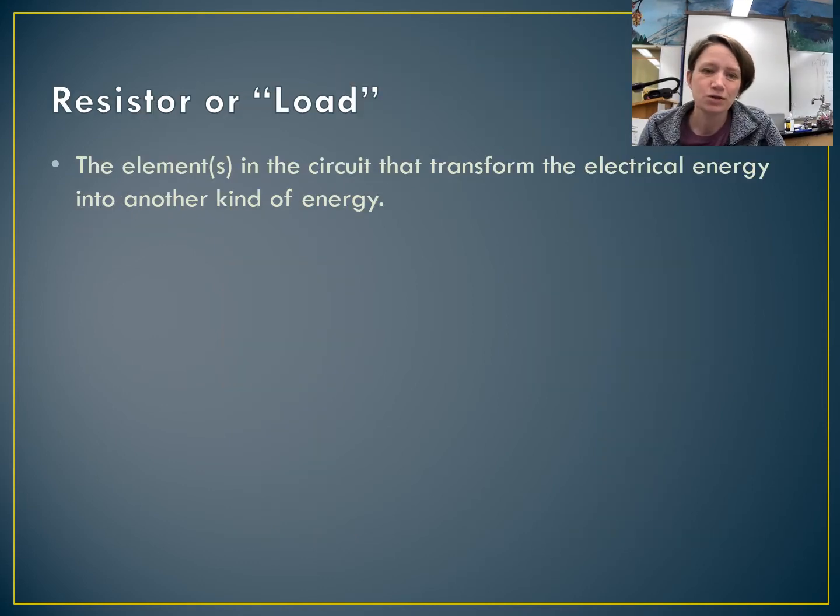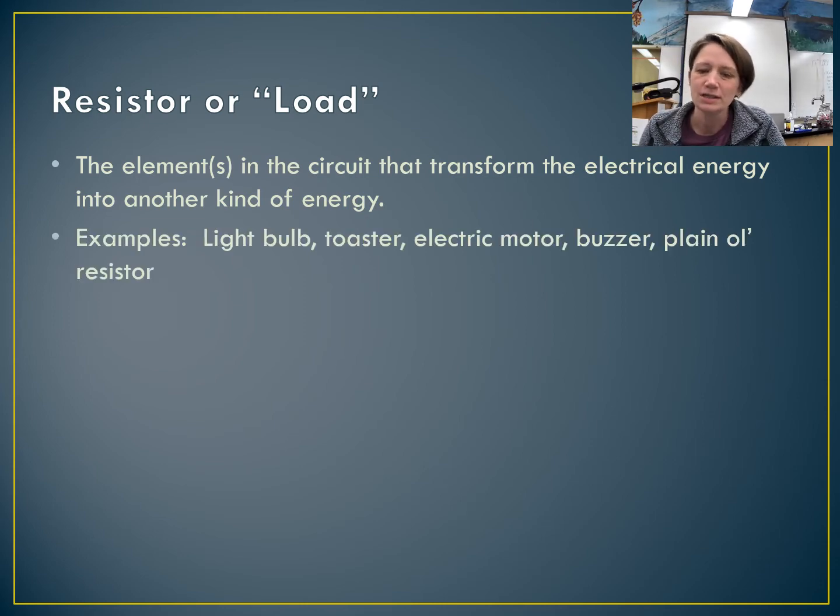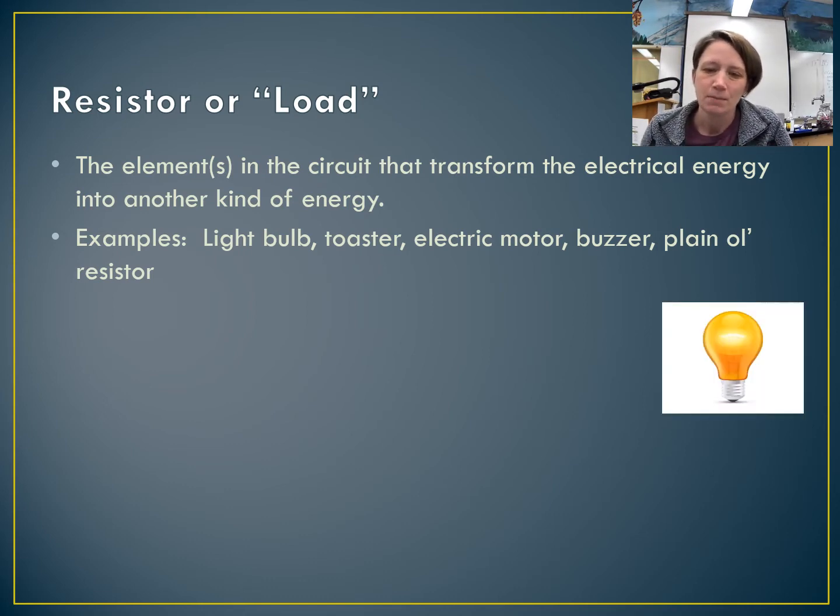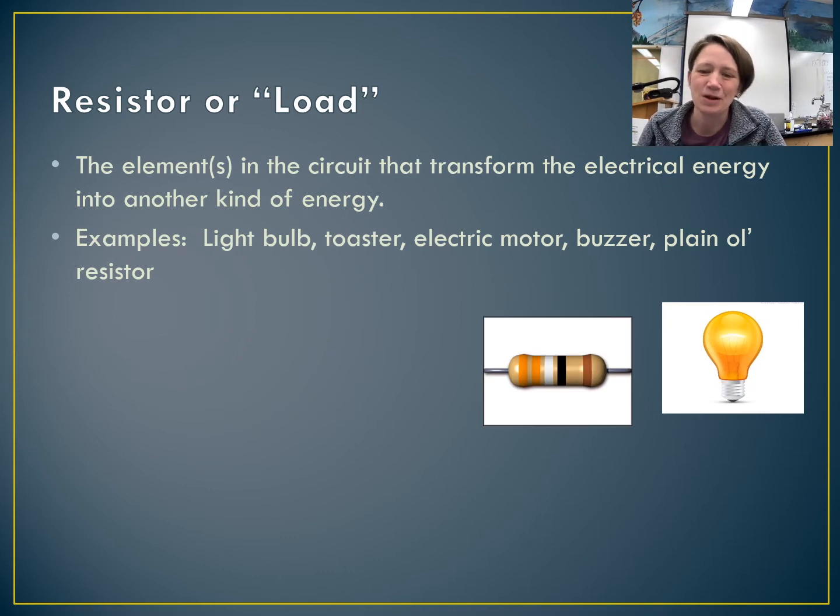So as I mentioned, the resistor or load is the element that is transforming electrical energy into other kinds of energies. There are lots of examples if you look around you. Anything plugged into a wall is an example of a resistor. So a light bulb, a toaster, an electric motor, a buzzer of some kind. There's also plain old resistors, I'm calling them, and that's basically a circuit component that is designed to just take electrical energy and waste it. We'll talk about why you'd want to do that a little bit later on, but maybe you've seen those things inside circuit boards or just around the world before.